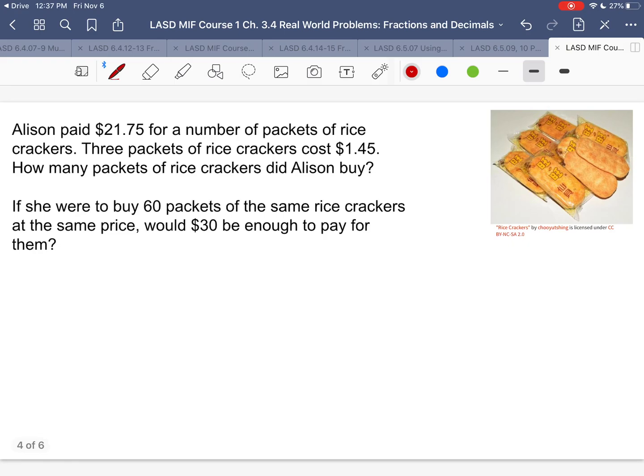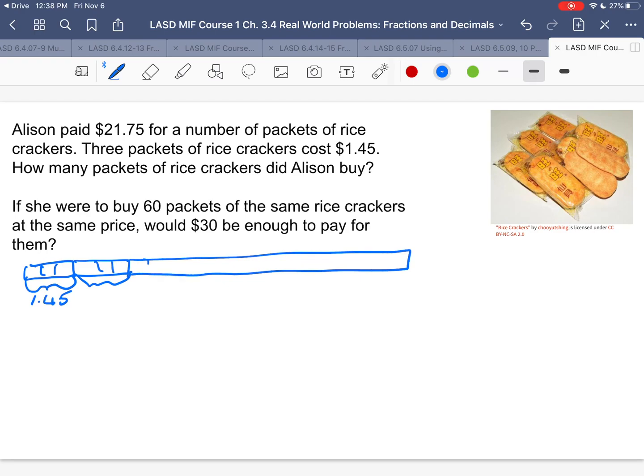So let's do a problem with decimals. Alison paid $21.75 for some number of packets of rice crackers, and 3 packets cost $1.45. So how many packets did she buy? So I'm just going to draw a small model. So if she buys 3 packets, that costs $1.45, and she bought lots of 3 packs to get up to $21.75. The question is, how many 3 packs did she buy?